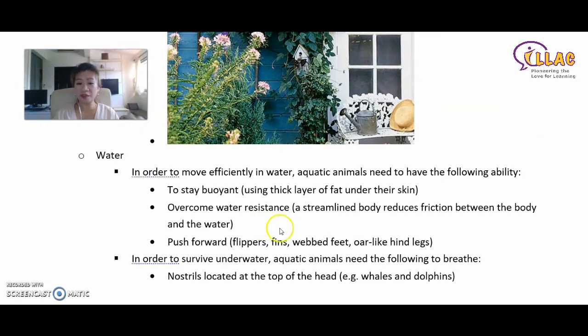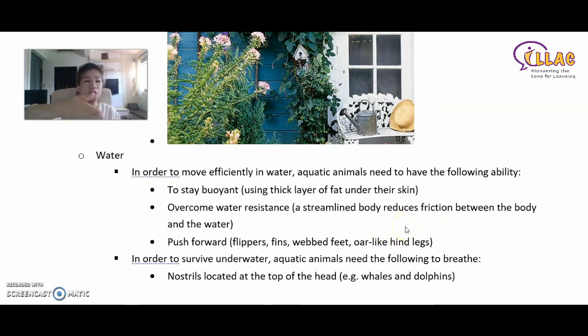So to overcome water resistance as well, they need a streamlined body. Okay, streamlined body usually means it is like a dolphin. Imagine a dolphin. It is sharp in front, and then you can move out a little bit and then go behind. It is sharp at behind again. Okay, so to overcome water resistance, a streamlined body reduces friction between the body and the water. So that's what a streamlined body is for. It helps them to move swiftly.